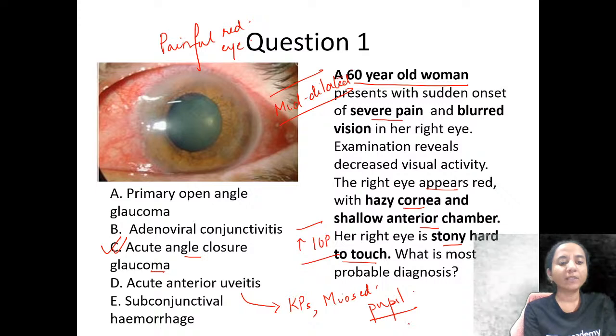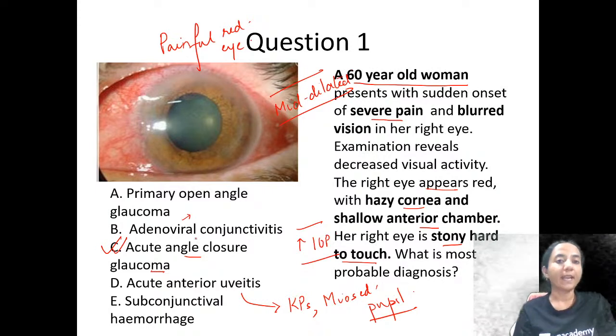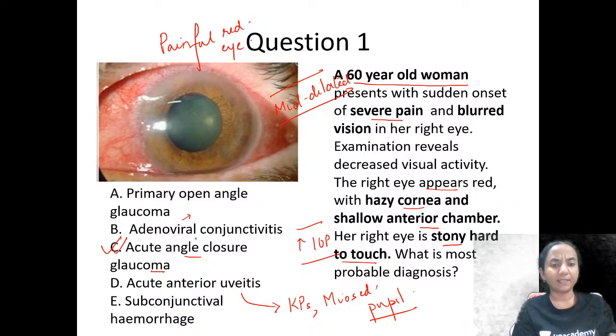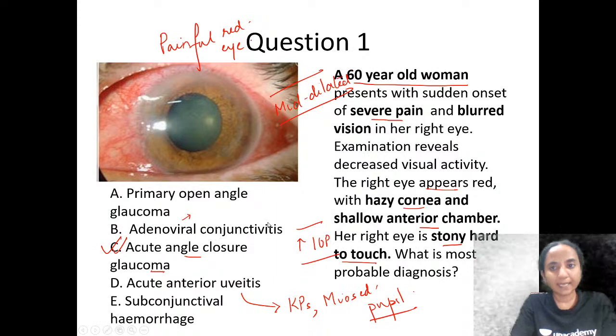And always some students confuse it with conjunctivitis. Please remember, conjunctivitis is a red eye, but it's not exactly a painful red eye. The complaint in conjunctivitis is often irritation, foreign body sensation, watering, etc. But it's not exactly a complaint of pain. That's also a red eye, but it does not exactly qualify as a painful red eye. Okay? So this is the first of the questions. Let's go to the next question.